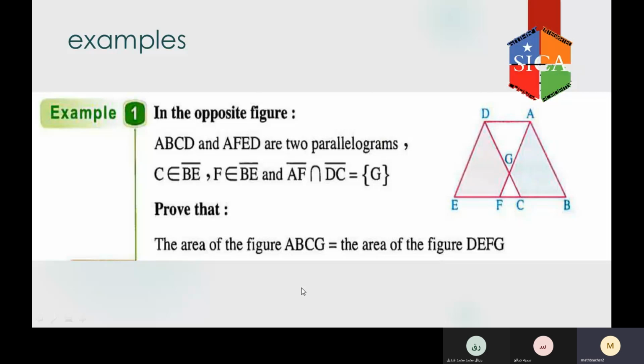Prove that the area of the figure ABCG, the shaded part here, and another shaded part, which is DEFG. The two shaded regions here, he wants to prove that they are equal in area.